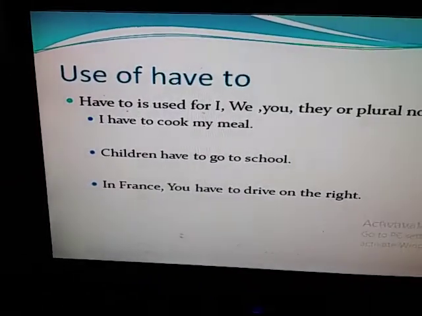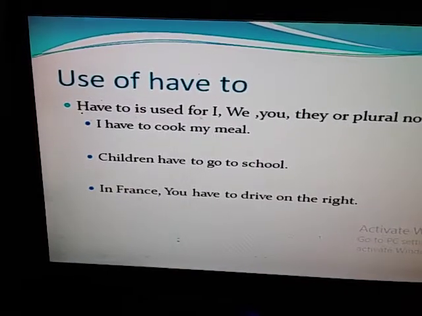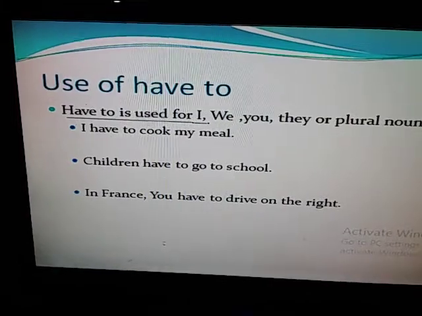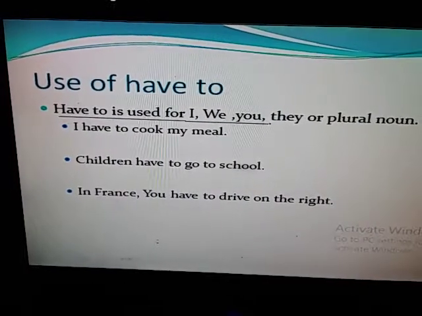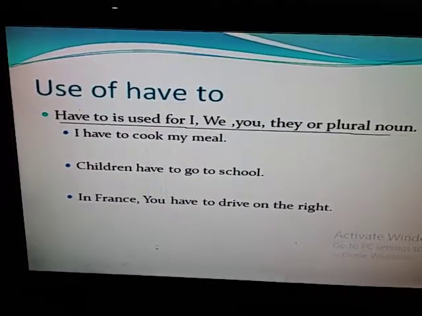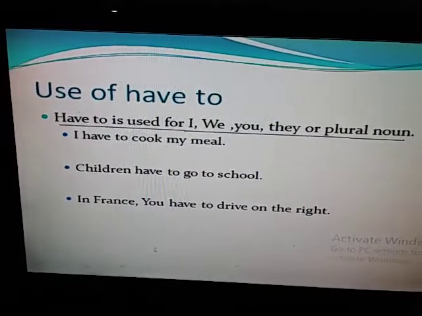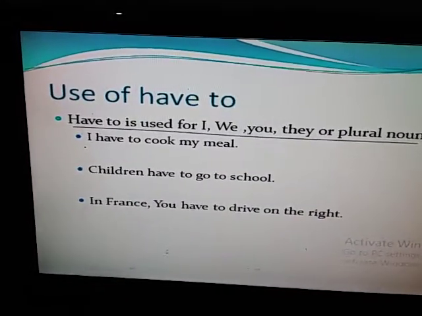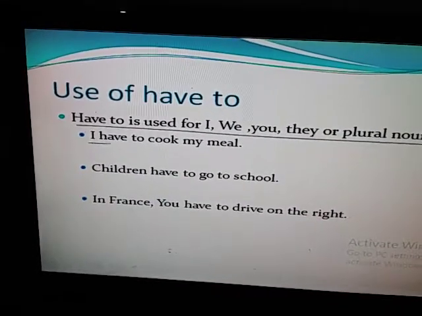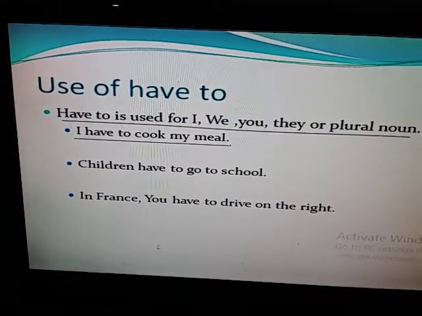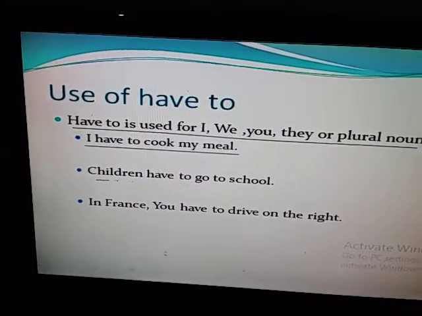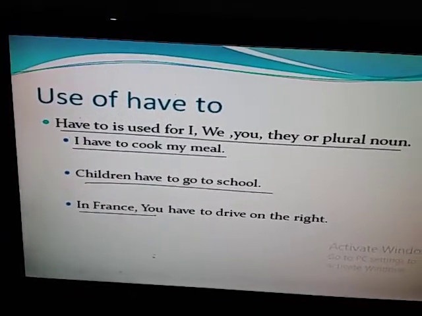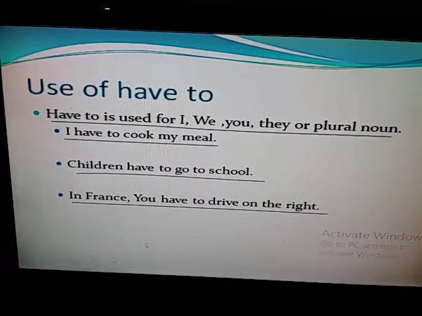In the same way, have to is used for I, we, you, they, or plural noun in present tense. Just see the examples. I have to cook my meal. Children have to go to school. In France, you have to drive on the right.